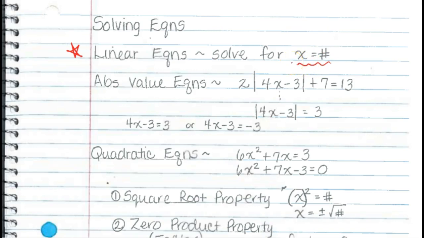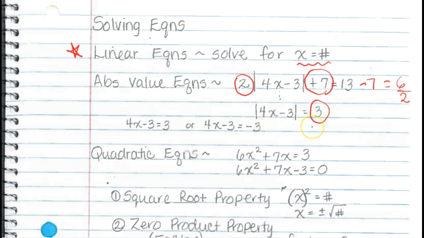For absolute value equations, before we can solve anything, we need to make sure that we isolate the absolute value. So notice I'm going to actually subtract 7, and then after I do that, I'm going to divide by 2. When I subtract 7, I get 6, and when I divide by 2, that's how I'm getting the 3 that I have right here.